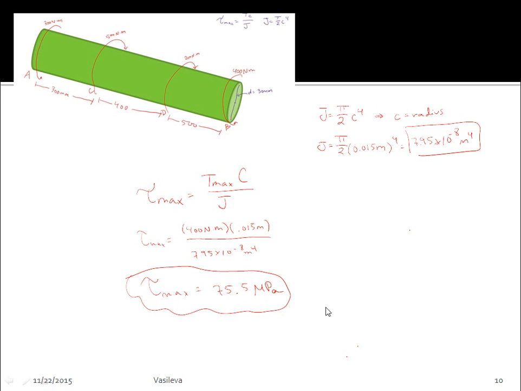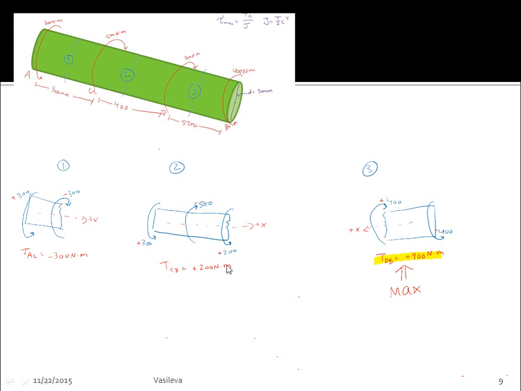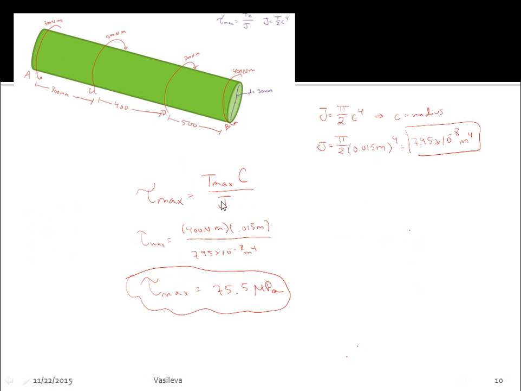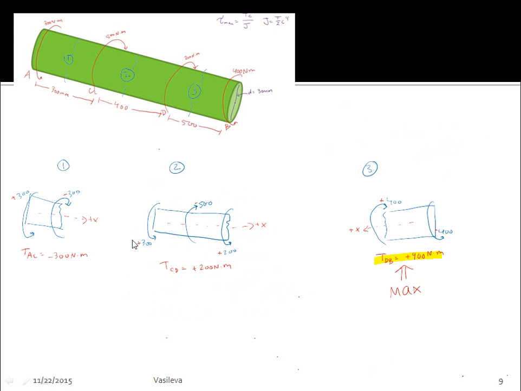And if you don't trust me, you can go back and use the 200 and the 300, but obviously you will see that this will be the highest tau. Pretty straightforward. I think the key that everybody struggles with is understanding where to cut, what the magnitude will be, and whether it will be positive or negative. So right hand rule in this case is key to being able to visualize the direction and the sign.